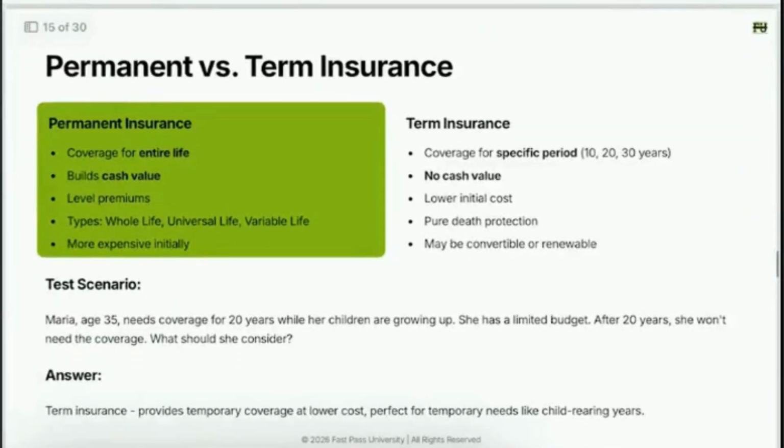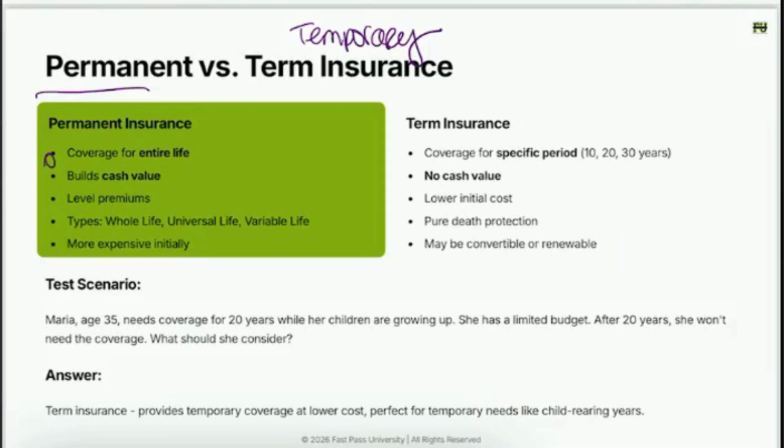All right, permanent versus term insurance. Again, not going to dive super deep into different types of insurance policies, but we're going to go over what you need for this chapter section, which is the life insurance basics. Check out our other videos to deep dive into insurance policies. Permanent insurance, that is forever. When you see the word term, think of temporary. Permanent insurance covers for the entire life.